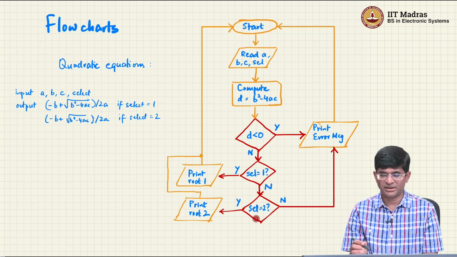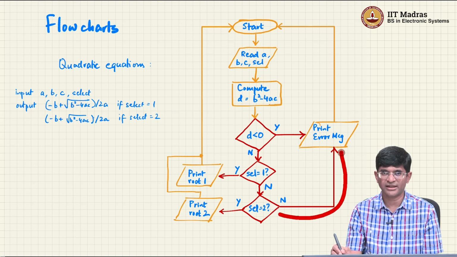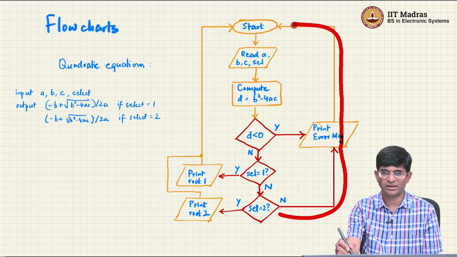And the final part, right, the only branch that had not been handled so far was what if select is neither equal to 1 nor equal to 2. Once again I do not know what you are asking for, right, you are asking me for a root which is neither the first root nor the second root, it does not have anything else, print an error message and go back, okay.